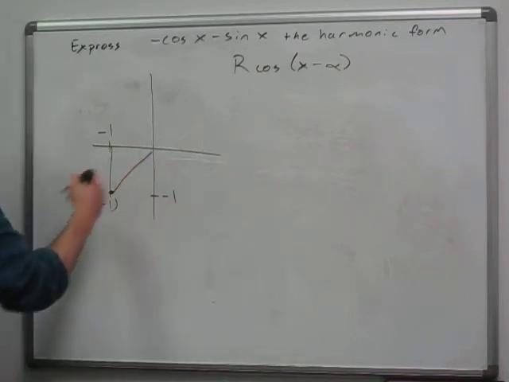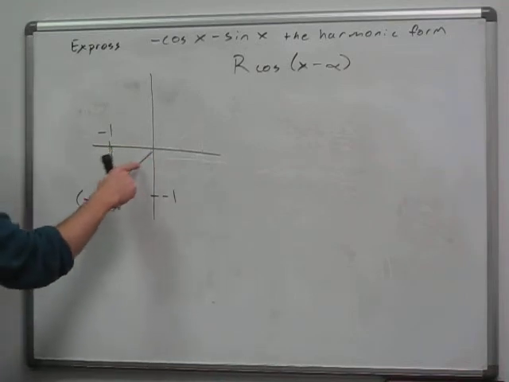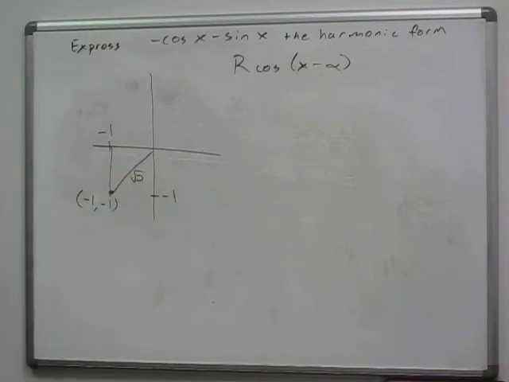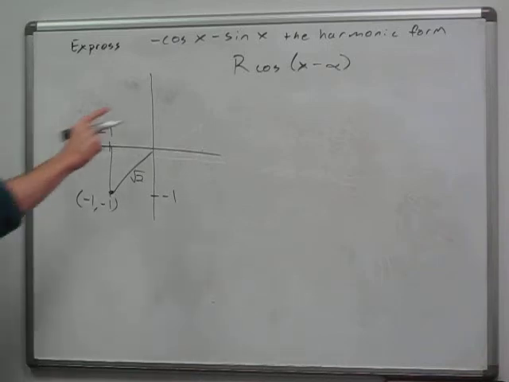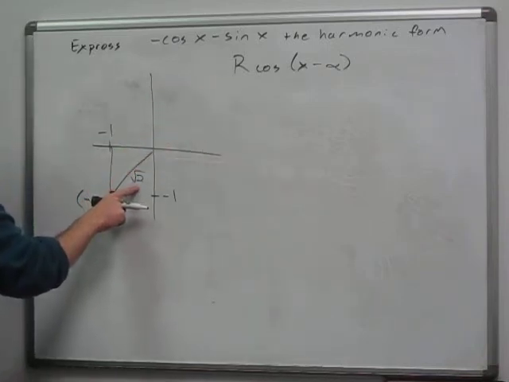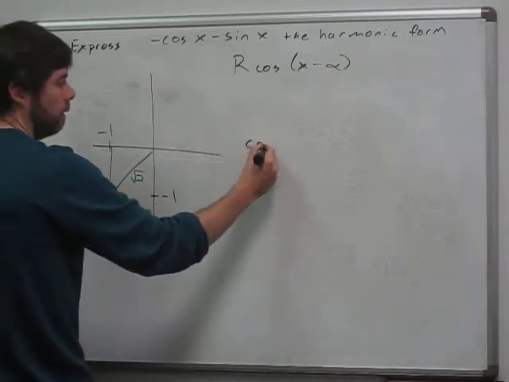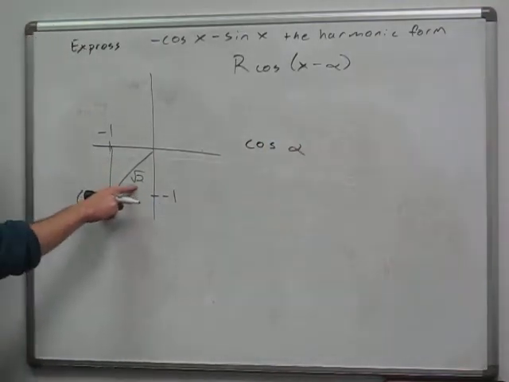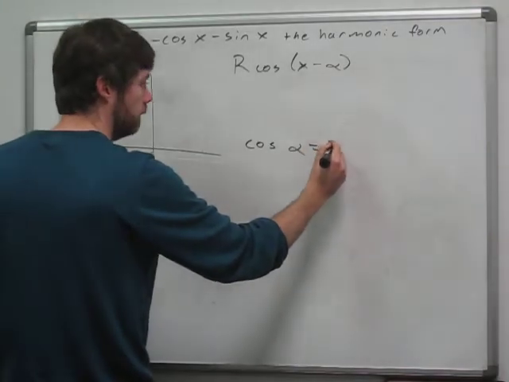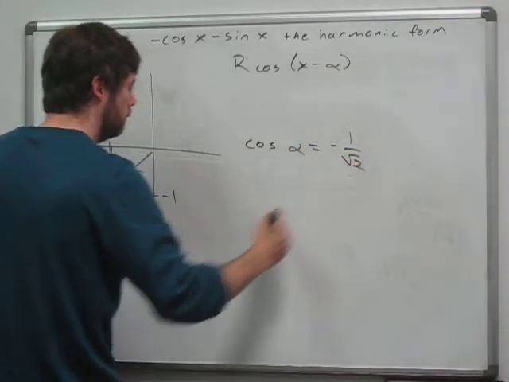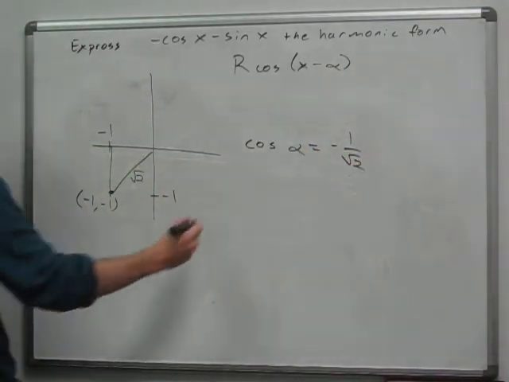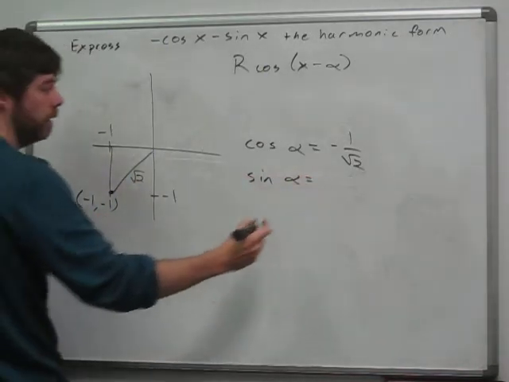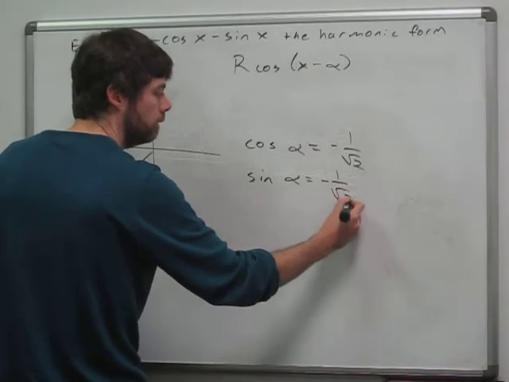Putting in a triangle here, the hypotenuse is going to have length radical 2, right? So that's going to be my r. My r is going to be radical 2. Cosine of alpha has to equal the x-coordinate over that hypotenuse. So negative 1 over root 2. Sine of alpha has to equal the y-coordinate, negative 1 over the hypotenuse.